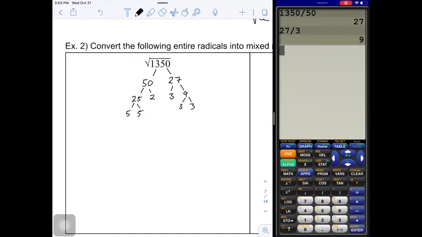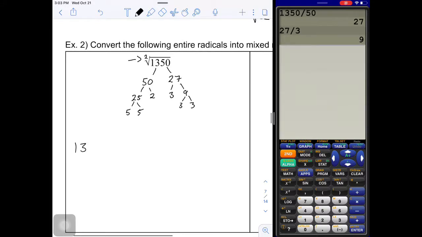Remember, we're trying to convert this into a mixed radical. So remember what that index is, it's 2. In order to do this, we need to first represent our number in terms of prime factors. We've done this before. In this case, it would be 2 times 3 times 3 times 3 times 5 times 5.